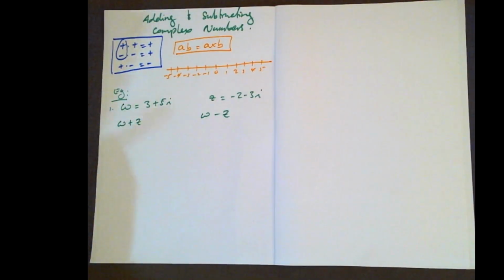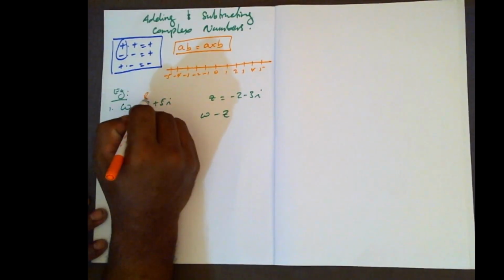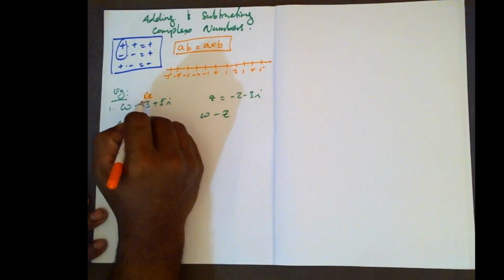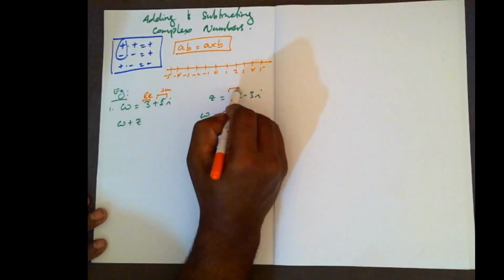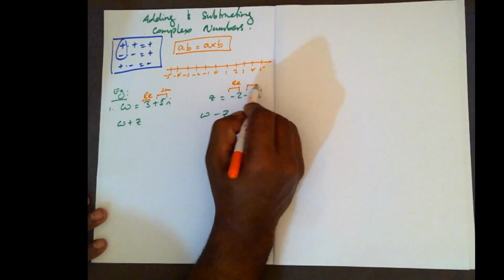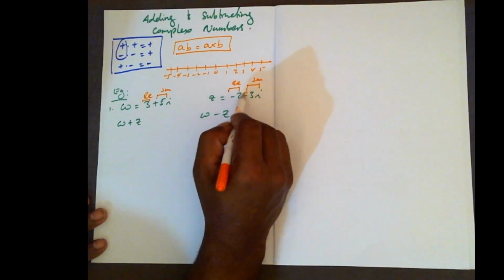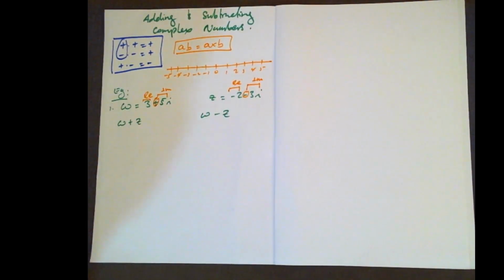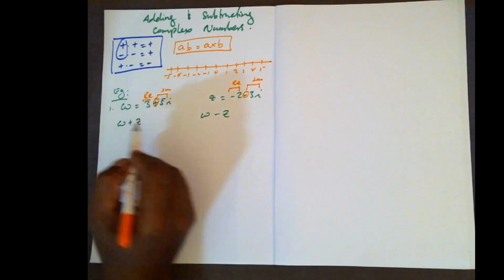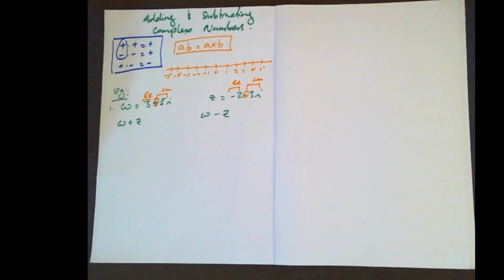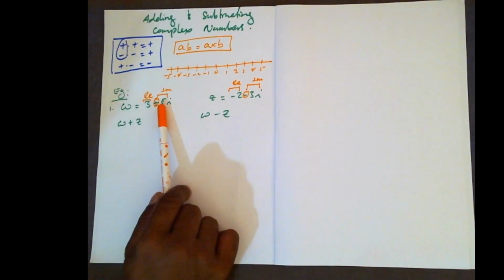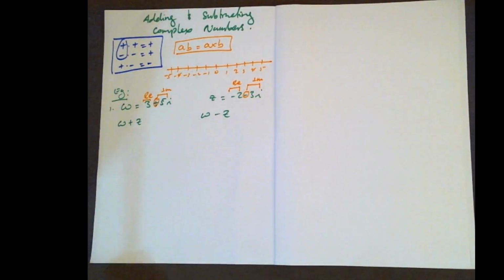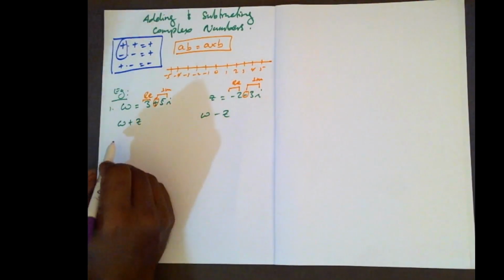Now first we need to identify which one is our real. This is our real value and this is our imaginary value. Remember, imaginary goes with a sign. Now in adding and subtracting complex numbers, we will only add our real with our real and our imaginary with our imaginary, either when we're adding or subtracting. So let's have a look at some examples.